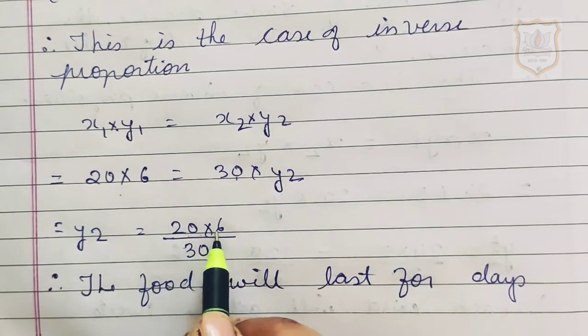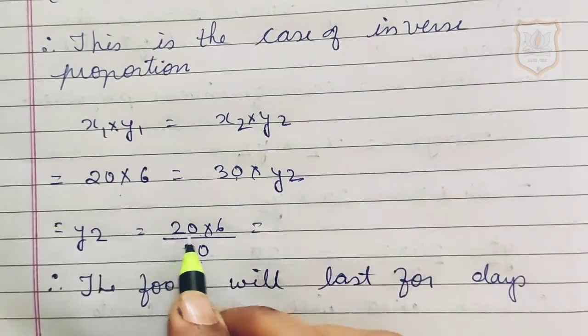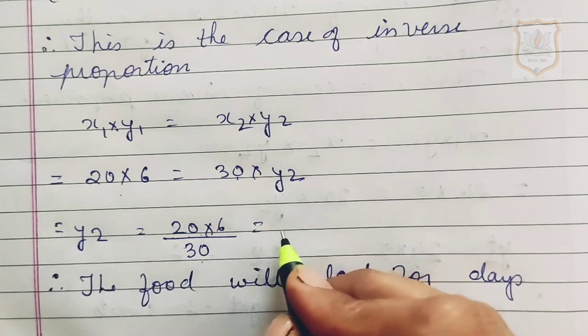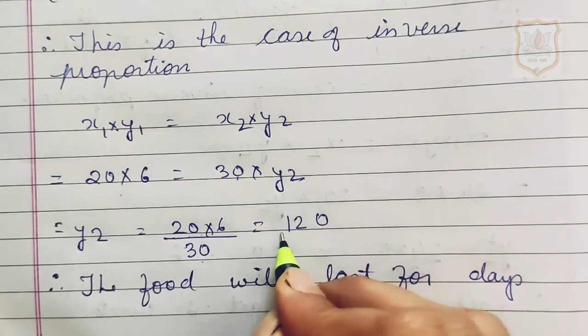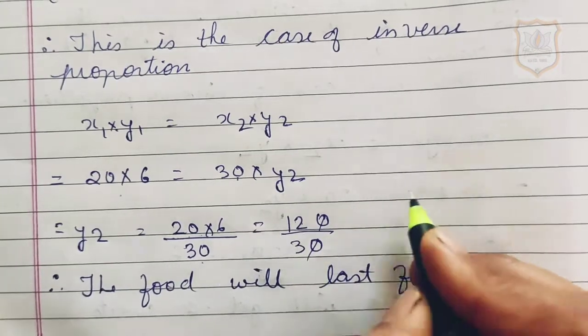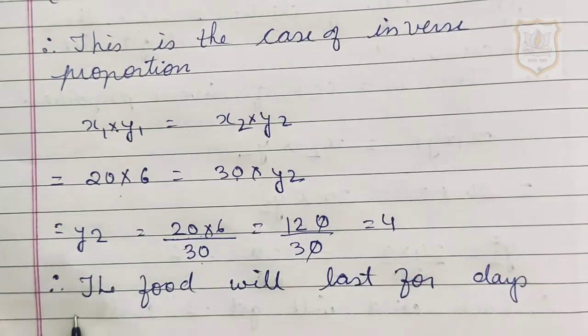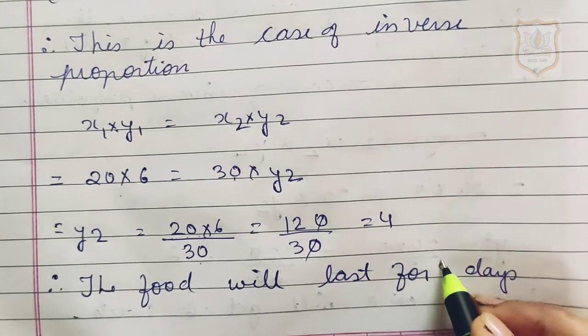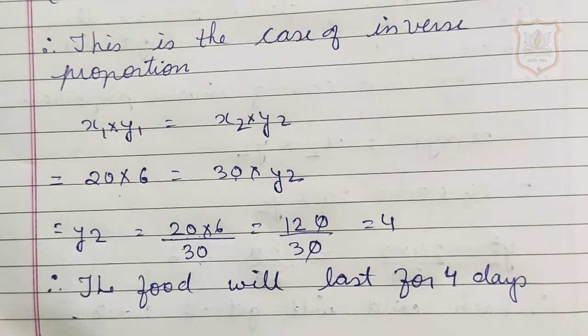So 20 multiplied by 6 divided by 30: 20 into 6 will be 120, divided by 30. Now this 0 we will cut, and 12 divided by 3 is 4. Therefore, the food will last for 4 days. If the number of animals increases from 20 to 30, then the number of days to feed the animals will be decreased from 6 to 4 days.